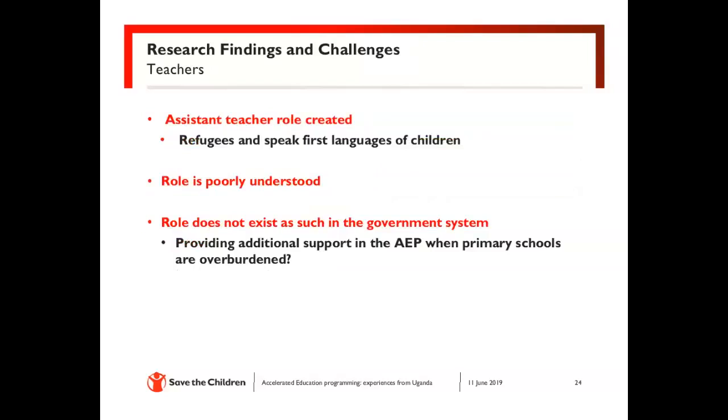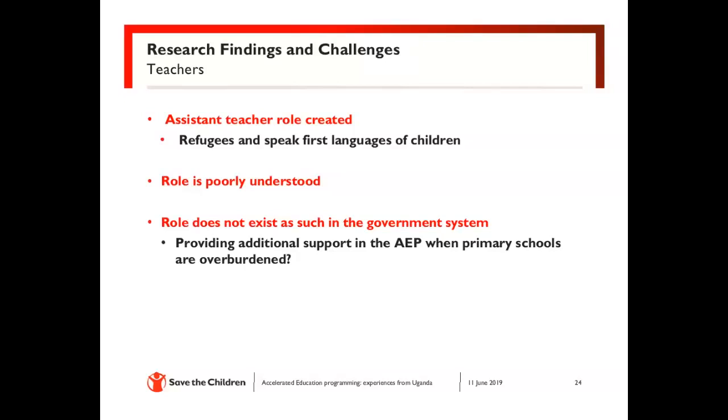To deal with this challenge, partners developed a role called the assistant teacher role, to meet the need created by the lack of Ugandan teachers able to speak proficiently some of the languages spoken by the refugee learners. That was creating a barrier within the classroom and the learning process. The role of assistant teacher was created in both formal primary and AEP at the beginning of this current refugee response to provide additional support within the classrooms. Ideally, these individuals are refugees themselves, and they speak the languages that the school has identified as needing support.